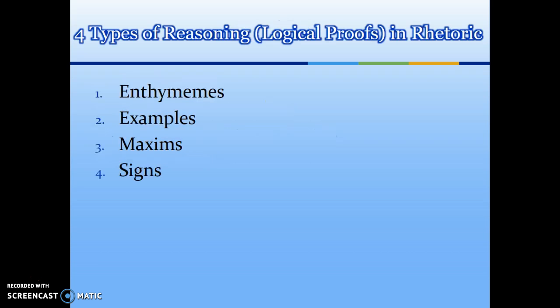There are 4 types of these logical proofs, right? Enthymemes, examples, maxims, and signs. Now, some of those are probably fairly familiar. We've certainly talked a great deal about examples in English class over the years. Signs, somewhat familiar in other situations, like certainly driver's ed class, all sorts of signs on the roadway. So a similar sort of thing in appealing to logic here in rhetoric.